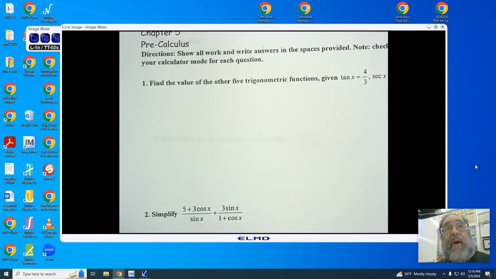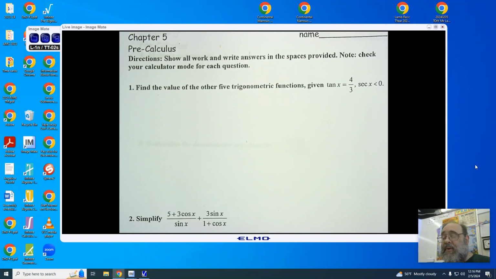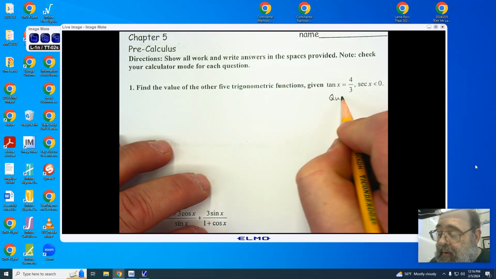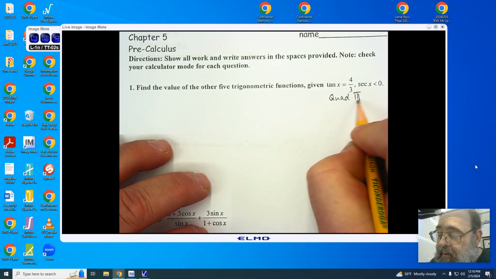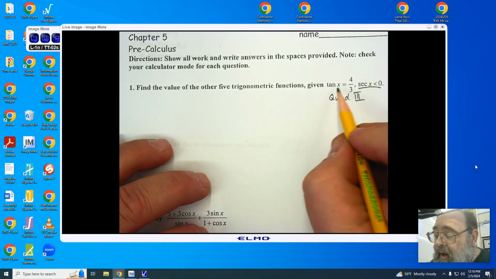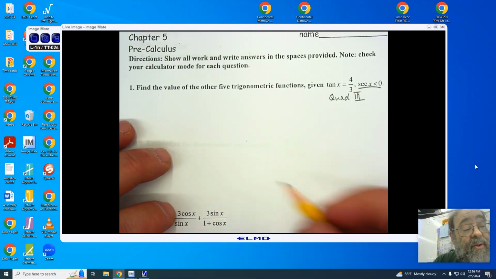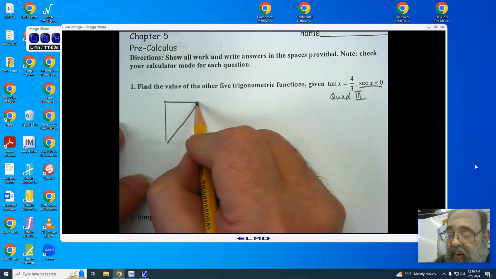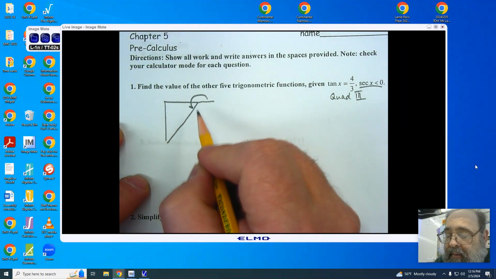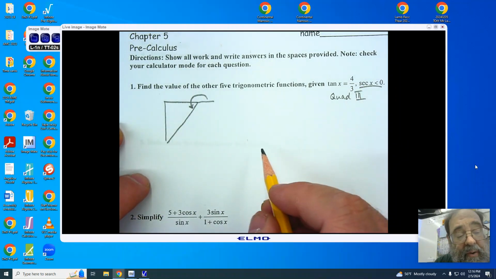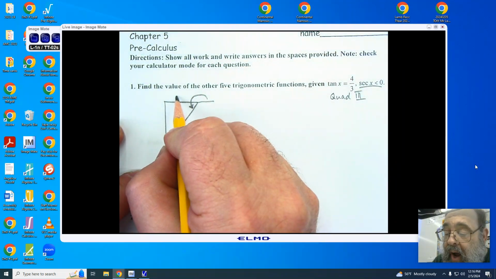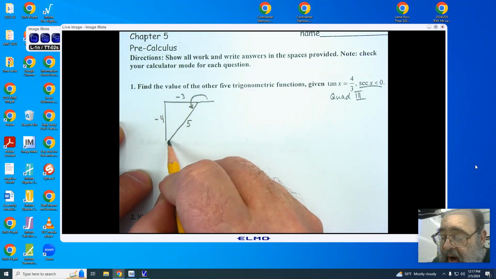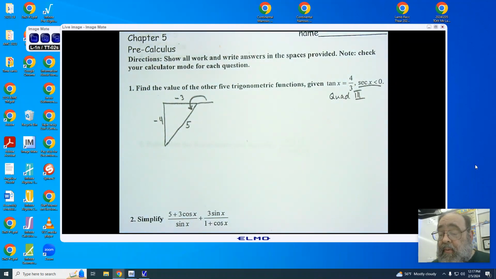So in this, we are going through in preparation for our test, which is tomorrow. What I want you to recognize is that we have quadrant 3 here. We know we're in quadrant 3 because our secant is negative and our tangent is positive. So I'm going to set up my reference angle in quadrant 3. You'll notice here is my angle going all the way to here. We are given 4/3 for our tangent, which means that our opposite is -4 and our adjacent is -3, and we have a hypotenuse that's 5 using the Pythagorean theorem.